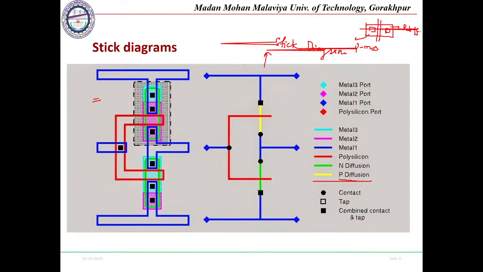Similarly, inside an N diffusion, this will be represented by a green color. Okay, so this is N diffusion. Inside this N diffusion, NMOS will be defined. So inside this P diffusion, PMOS will be defined.